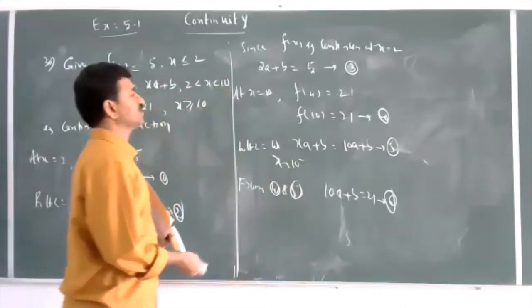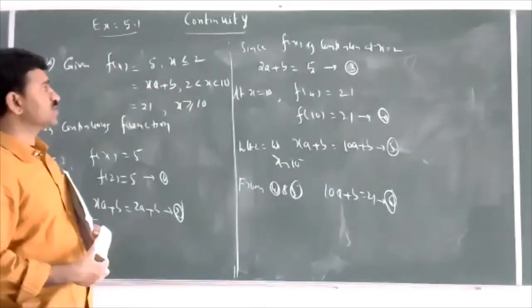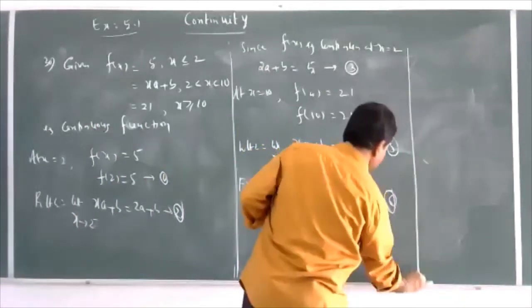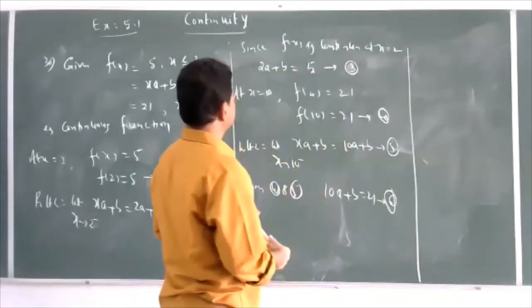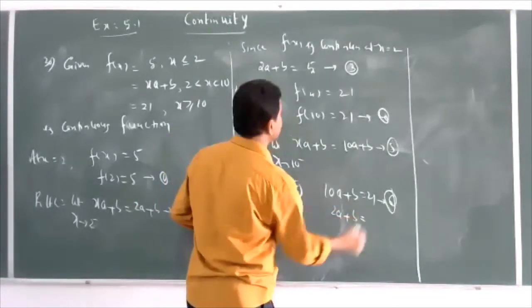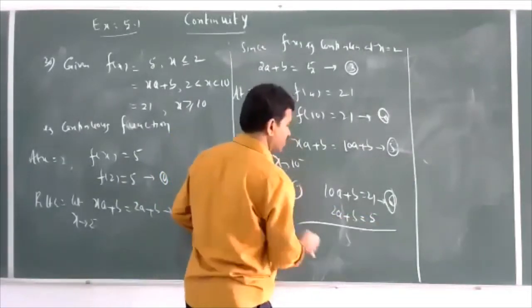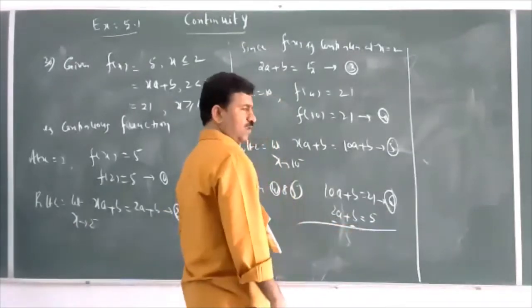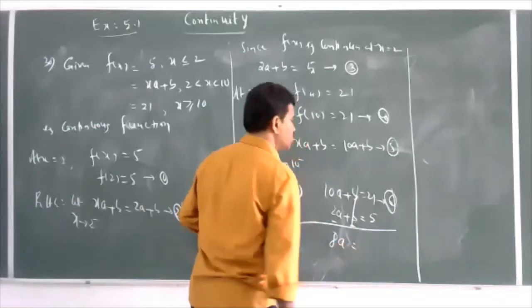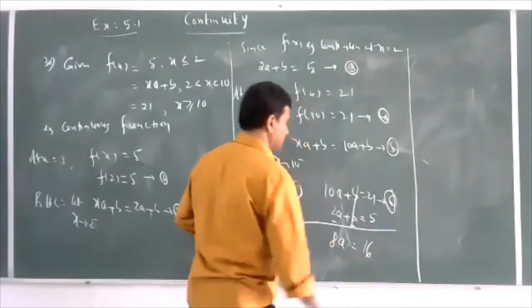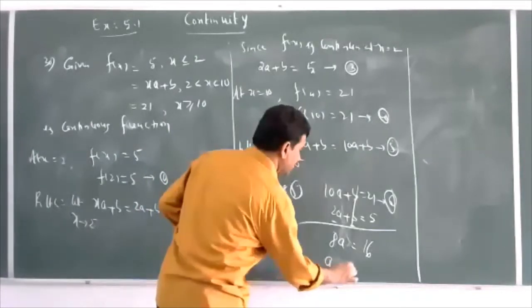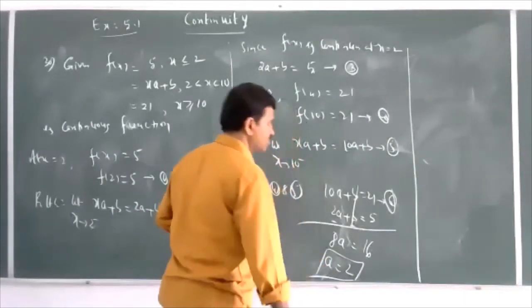Solving 3 and 6, you will get the a value and b value. Very simple. Take 2a plus b is equal to 5. Follow subtraction. Plus b minus b cancel. 8a is equal to 21 minus 5, 16. So a is equal to 2. A value 2.